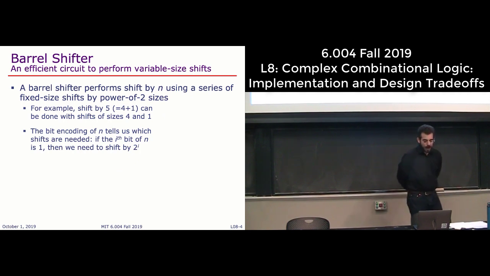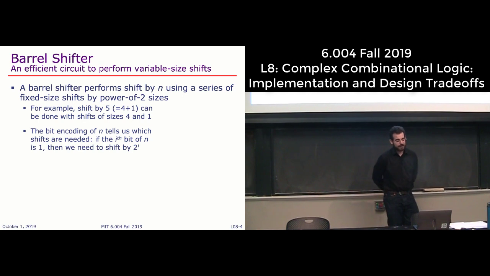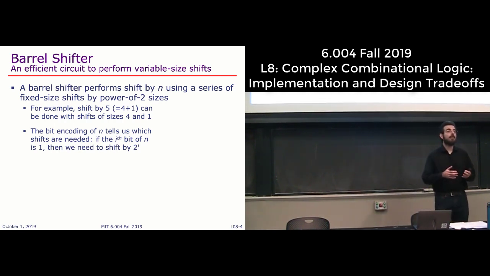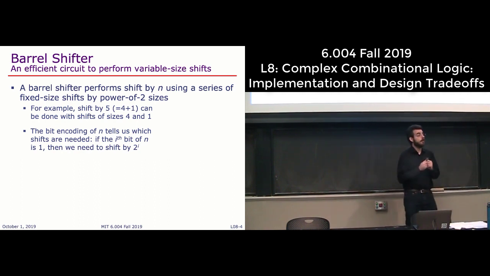So to do better, it's actually not that hard. To do this efficiently, this is what we call a barrel shifter. And the only thing we need to do is to realize that we can do a shift by n as a sequence of shifts by power of 2 values. So for example, suppose that you want to shift right by 5. Well, what's the binary encoding of 5? It's 101, right? So 5 is 4 plus 1. And you can do shift by 5 by doing a shift by 4 and then a shift by 1.